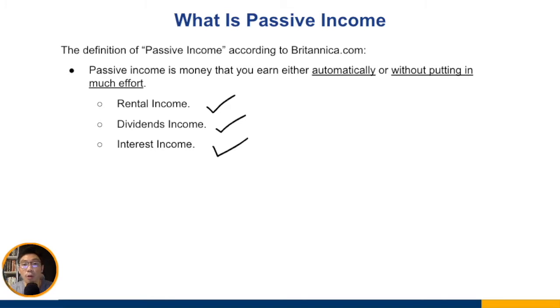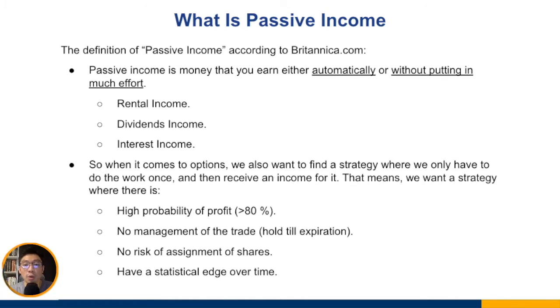So when it comes to options, we also want to build that sort of passive income as well. We want to find a strategy where we only have to do the work once and then receive an income for it. What this means is that we want a strategy where there is a high probability of profit, and we do not want any management of the trade where we can hold to expiration, because most of the strategies we do want to manage at some time or another.